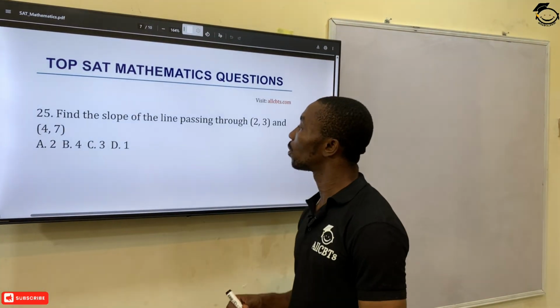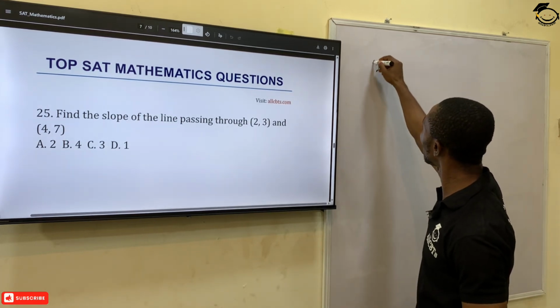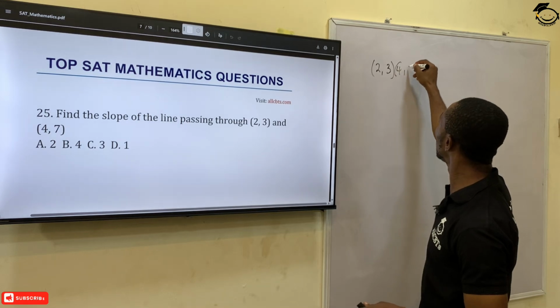Find the slope of the line passing through (2, 3) and (4, 7).